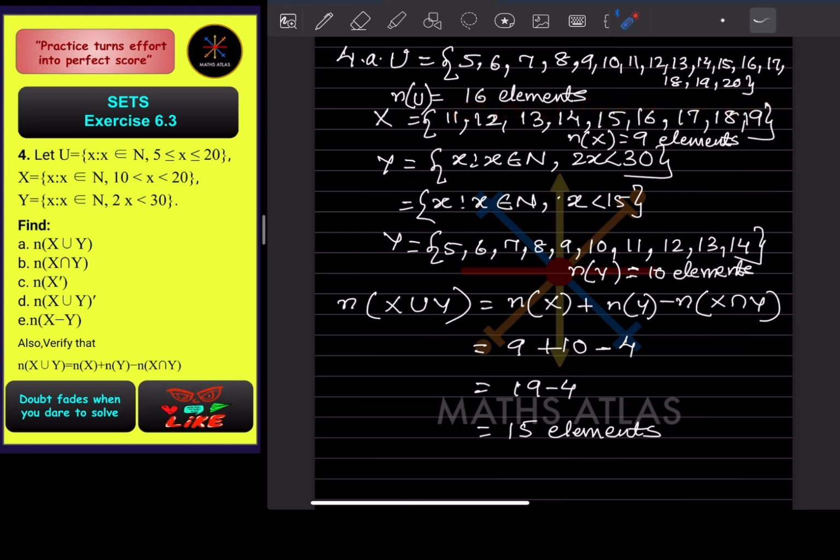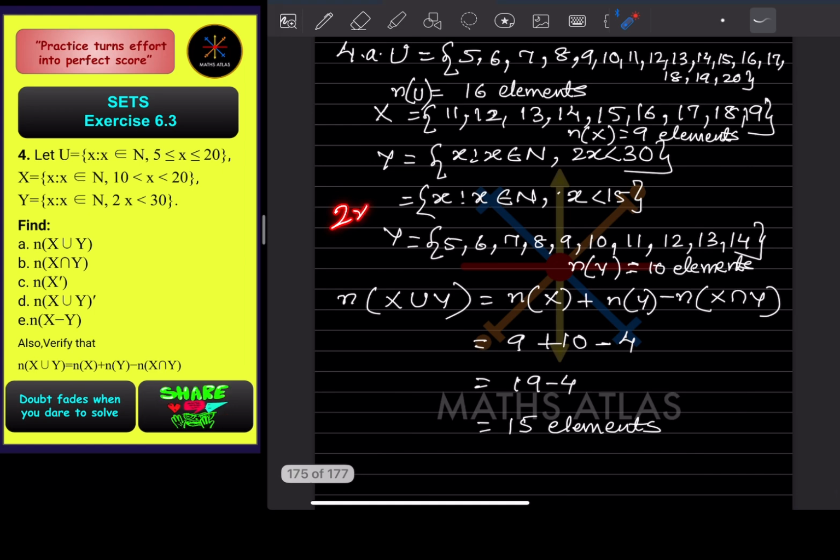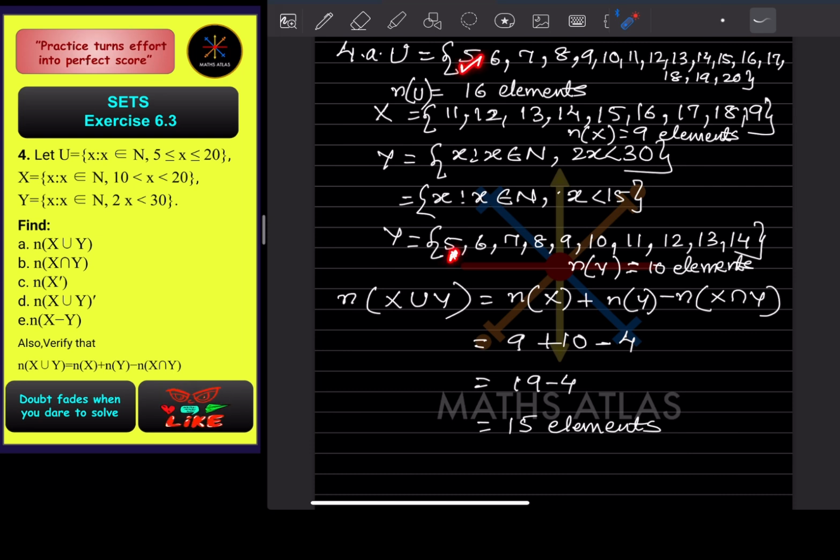Same for y, it's given 2x, all the natural numbers here, 2x is less than 30. So what we can do here, 2x is less than 30 means we can find this value, x is less than 15, because 2x is less than 30. So x will be less than 30 by 2, which is going to be x less than 15. So less than 15 means here what are we going to do? We are going to start from the universal set. Universal set, this is 5. So we have to start from 5 and go less than 15, so the last number is going to be 14. So the total elements, that is n of y, is 10 elements.